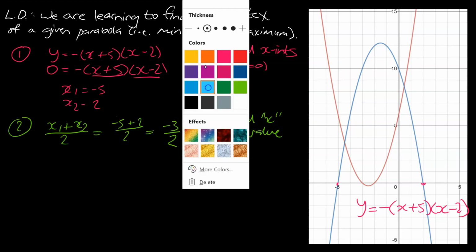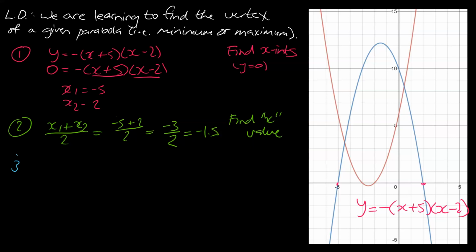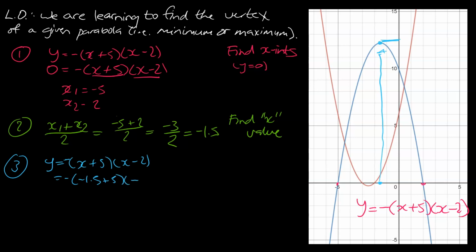So let's change pen colors. Part 3. Now that we found the x value, so we know that that point there is negative 1.5. We now need to go up to find the corresponding y value. We can do that by putting that value into our original equation. So y is going to be equal to negative x plus 5, x minus 2. So let's put negative 1.5 into both of these.